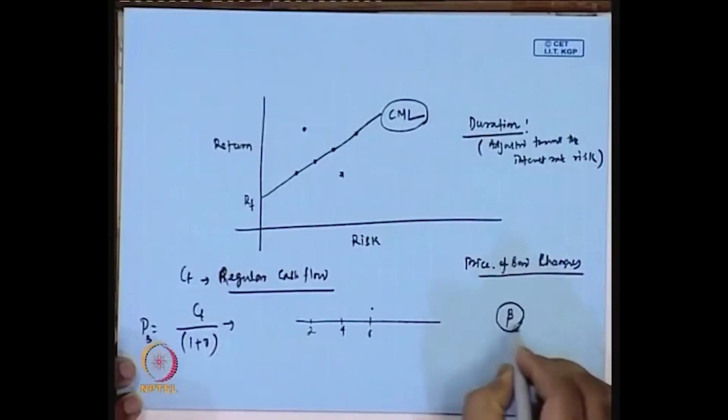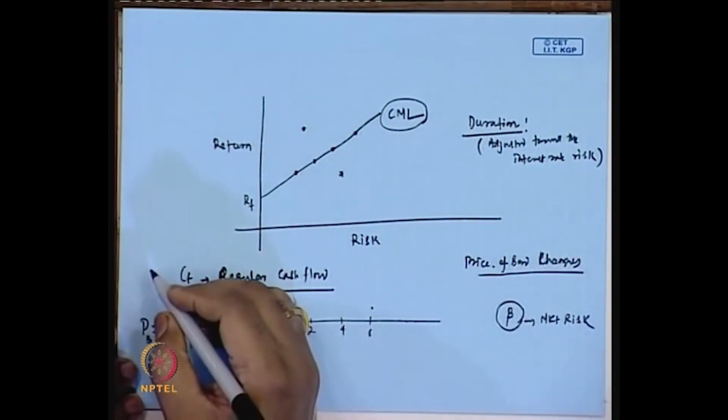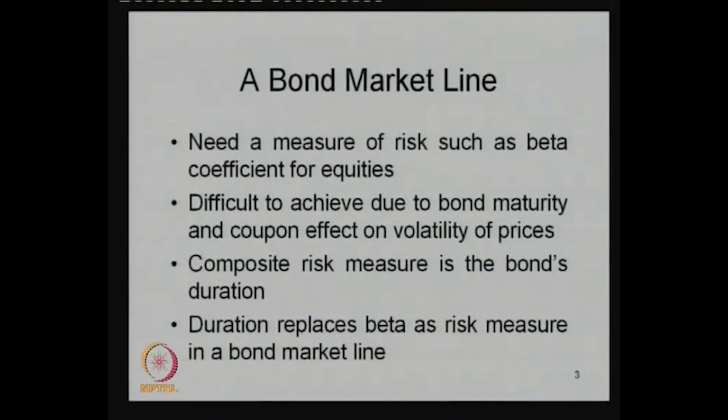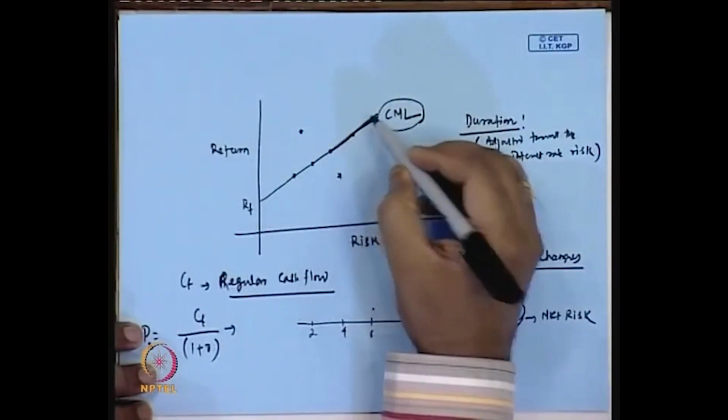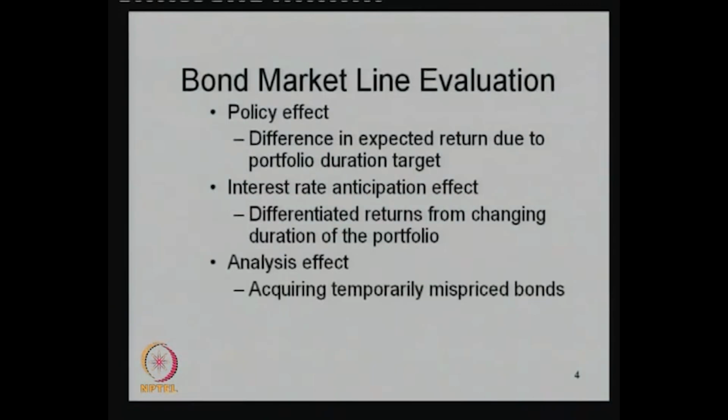So, that is why, whenever we are using the beta, which is your market risk, for equity, we can use your beta. Here the duration can be used as a proxy for beta for the bond market line. So, we can say that we can get a proxy like duration, which can be used for bond portfolio performance measurement.